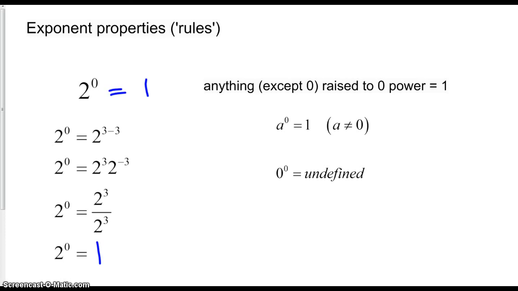In fact, anything to the 0 is equal to 1, because you could do this procedure on it. The only caveat is that the base cannot be equal to 0, because 0 to the 0 would be undefined. The reason for that is if you tried to do all this stuff with it, you'd have something like 0 cubed over 0 cubed, and you can't divide by 0 here. So that would be undefined. So as long as the base isn't 0, anything raised to the 0 power is always equal to 1.